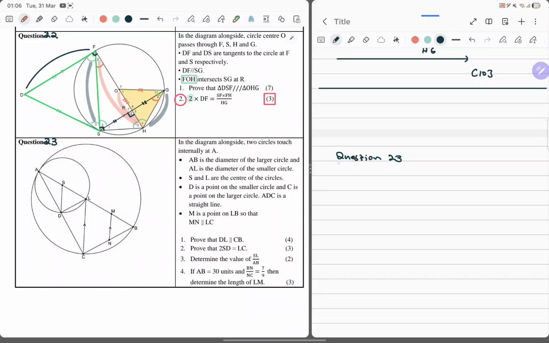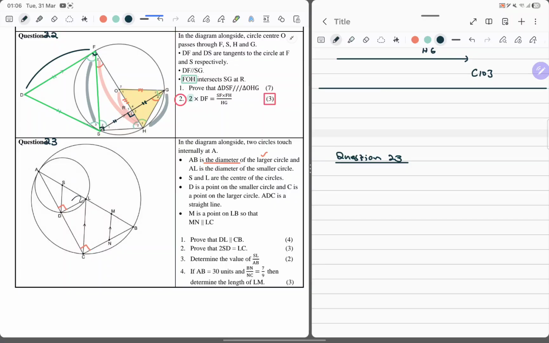Question 23. You see, in the diagram alongside, 2 circles touch internally at A. They touch there. AB is the diameter of the larger circle. So if it is the diameter, it subtends a right angle. AL is the diameter of the smaller circle, so it also subtends a right angle.